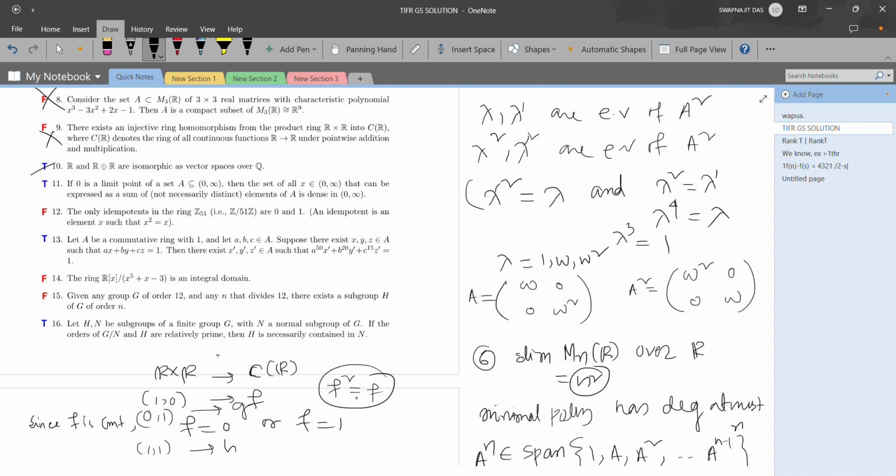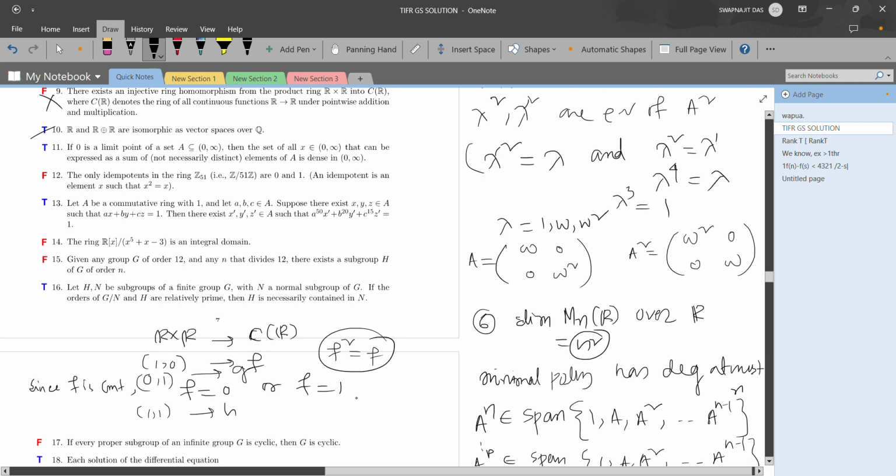Okay, question number 11 I will solve. But before going to solve 11, let me solve the others. Let me solve the easy ones first.